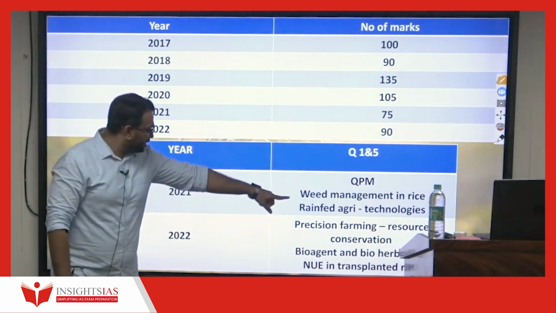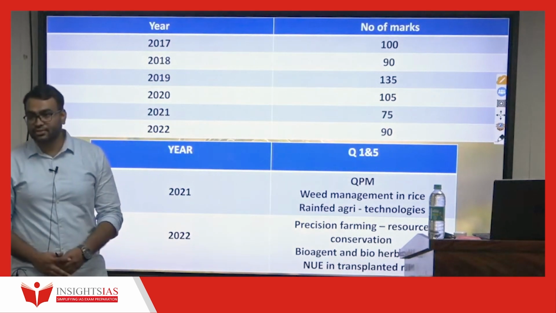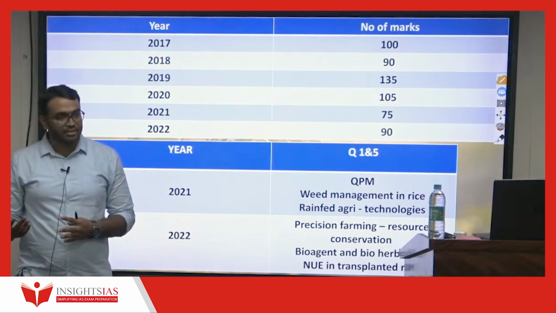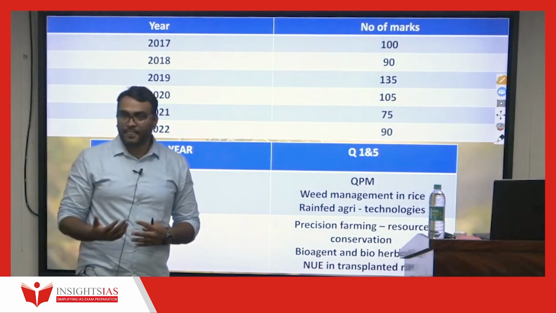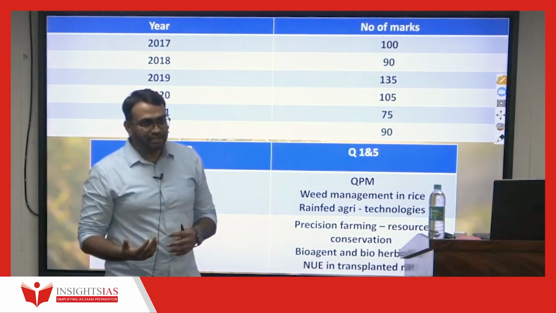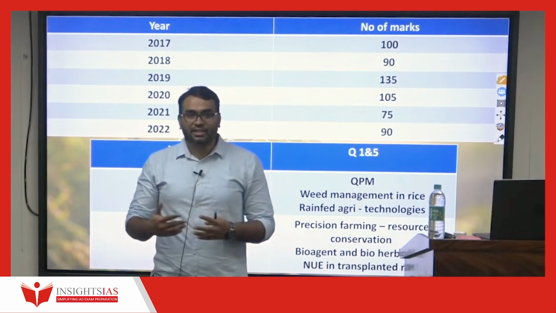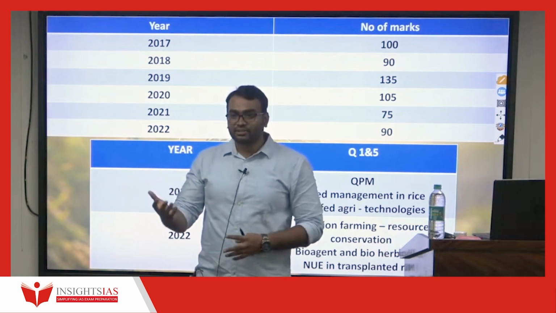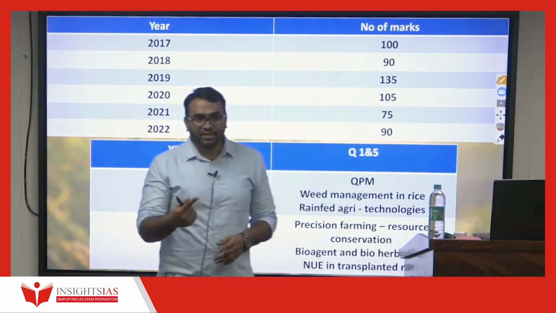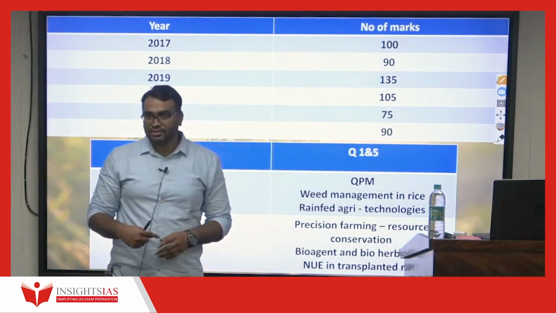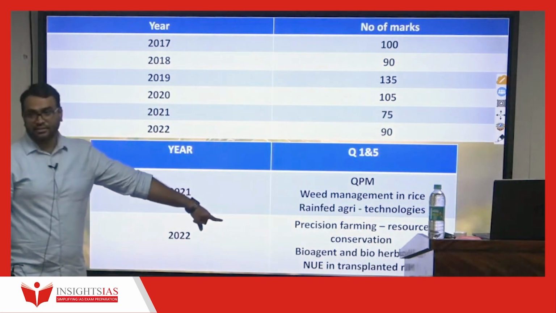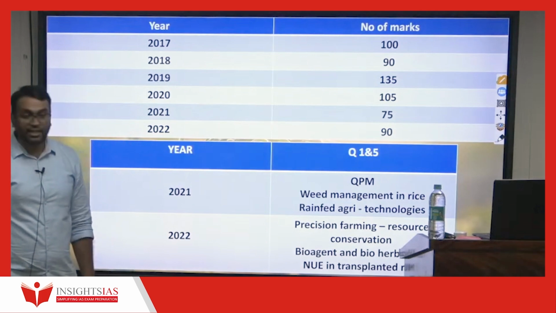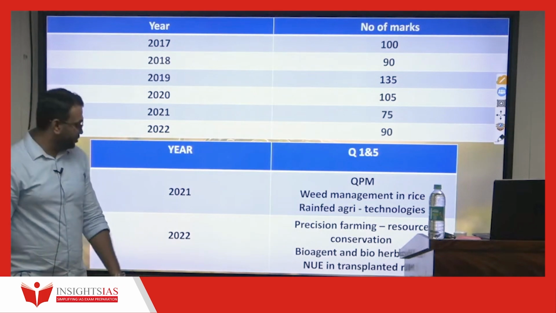Here precision agriculture was related to resource conservation. Because in precision agriculture, what are we doing? VRT, have you heard? What is VRT? Variable rate technology, correct? So we are varying our rate of application to the soil according to the demand, correct? If we are doing that, obviously we are reducing the resources, correct? So that is the link they had asked here. Next one is bioagents and bioherbicides. On that also a 10 marker question was there.